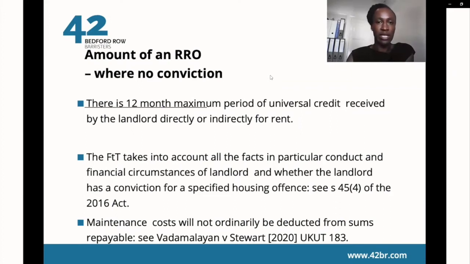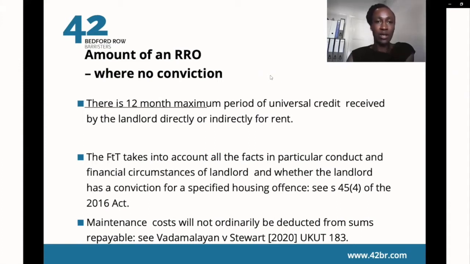And then in a recent case last year in the upper tribunal, Chan and Bilku, Judge Cook confirmed that the first tier tribunal was not limited to the statutory provisions, and therefore there was no limit to the things that could be considered in relation to the level of the rent repayment order.